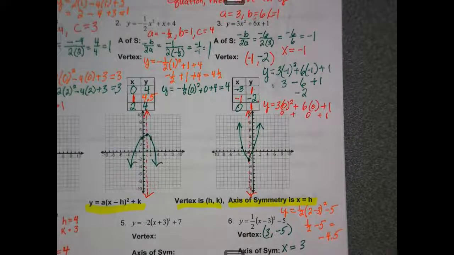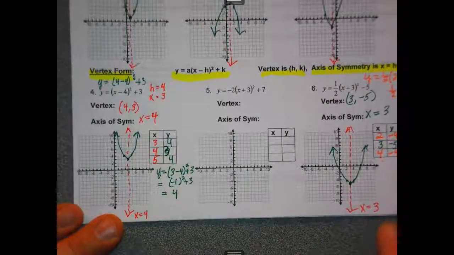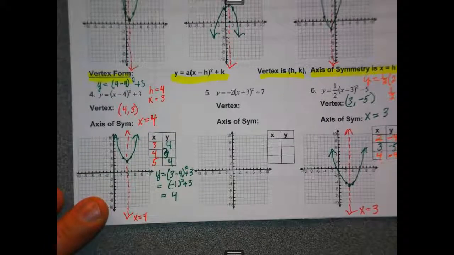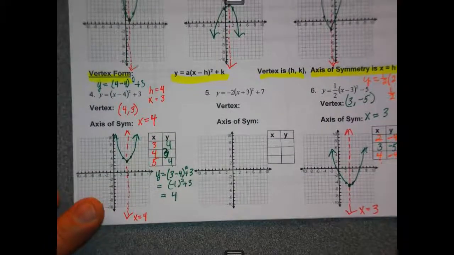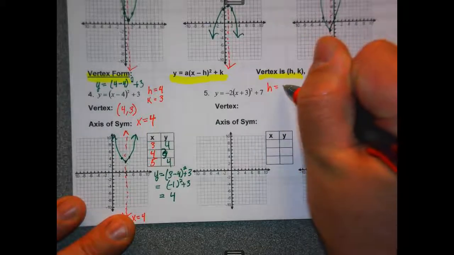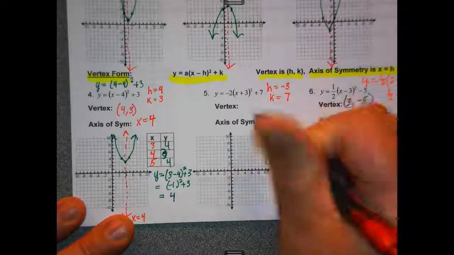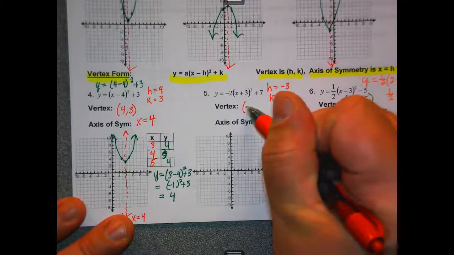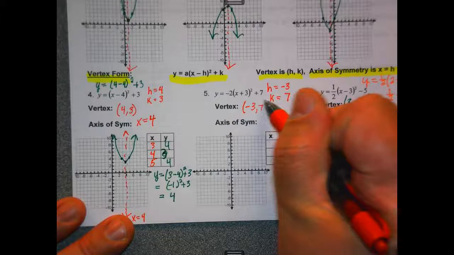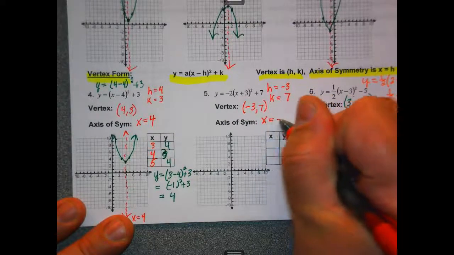Questions, comments, concerns? Good. Let's go to the next one. You're supposed to do number 5. This one's easy. Easy peasy because it's in vertex form. What's my h? That's right, negative 3. What's my k? Good, 7. My vertex is hk, so it's negative 3, 7. My axis of symmetry is x equals h, or negative 3.